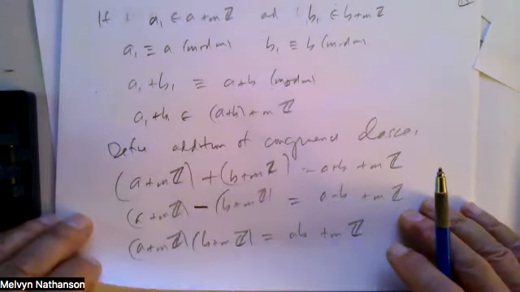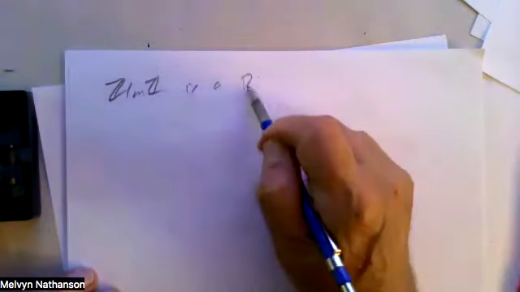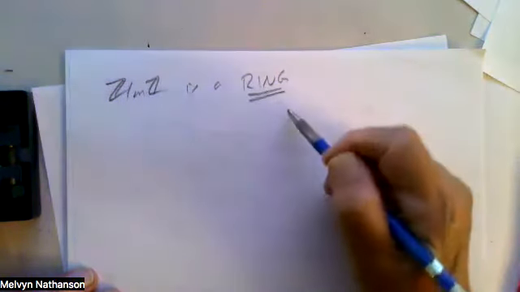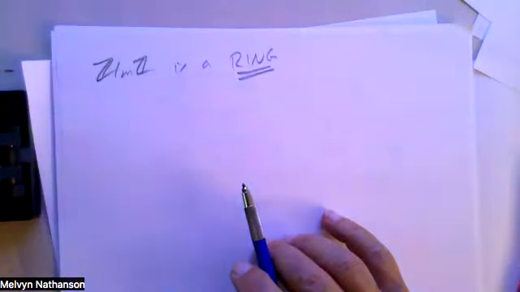And the upshot of this, the consequence of all this, is that Z mod MZ is what is called a ring in algebra. Namely, it's something where you can add, subtract, and multiply, and all the usual rules of arithmetic are satisfied.